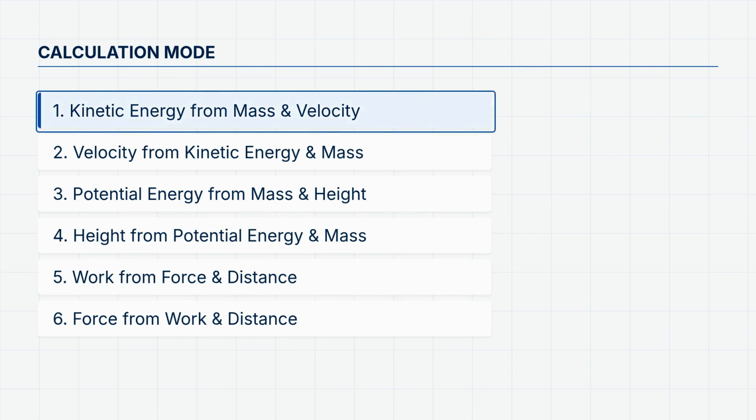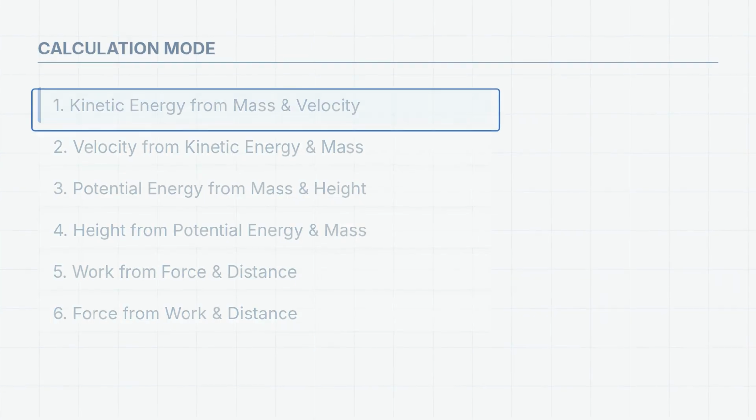For this demonstration, I'm selecting kinetic energy from mass and velocity. The input fields include mass in pounds, velocity in feet per second, kinetic energy in foot-pounds, height in feet, potential energy in foot-pounds, force in pounds force, distance in feet, and work in foot-pounds. Only the relevant fields appear based on your selected calculation mode.